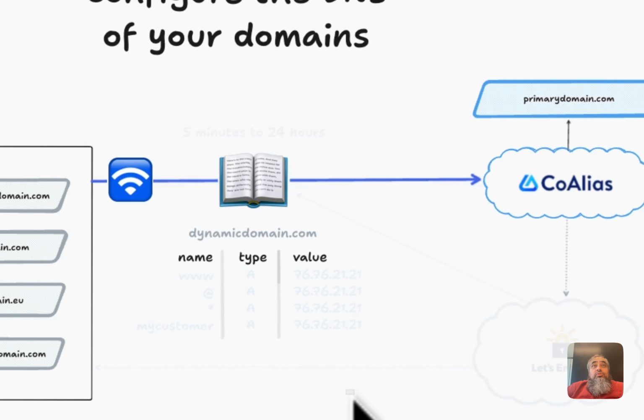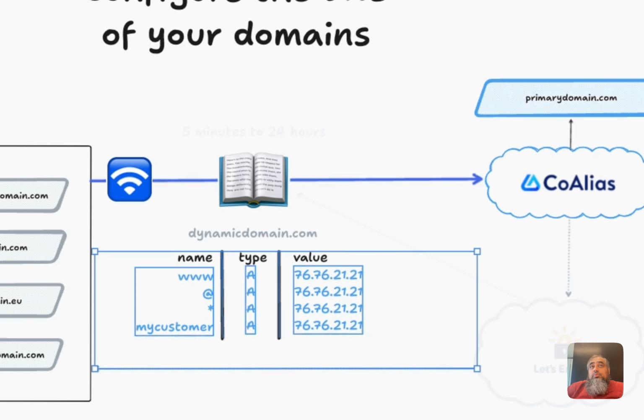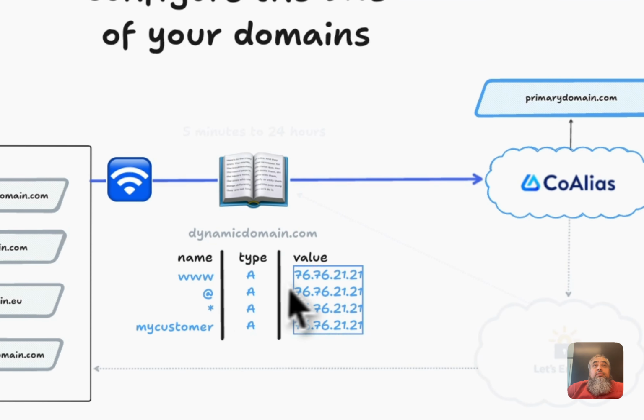Depending on what you need to connect, for example, if you need to connect mycustomerdomain.com, we would add a couple of records. We would add a www record with a type and then the value 76762121, or an @ record, so that's the root domain. And if you want to add all subdomains, so maybe you want to dynamically generate subdomains, then you would add a star, the A record, and then 76762121. Or if you want to directly add a subdomain, so that would be mycustomer.dynamicdomain.com, you would be able to add that.